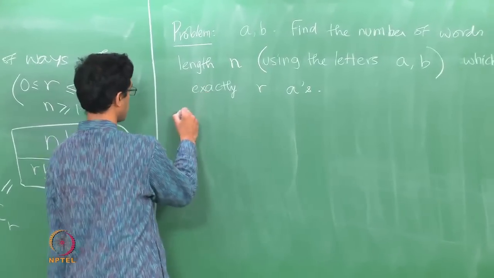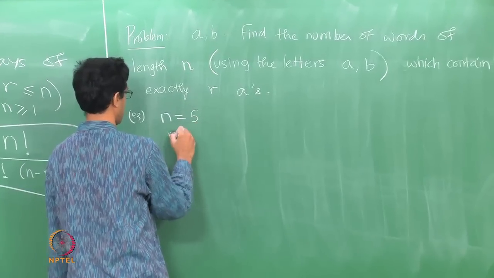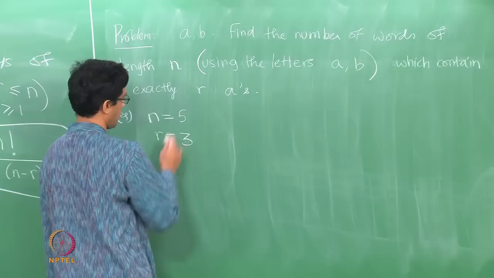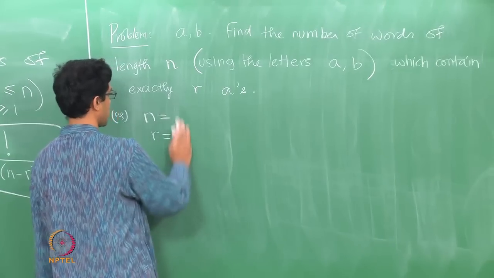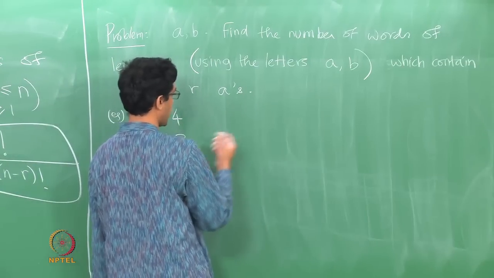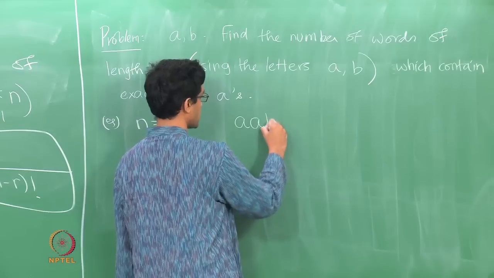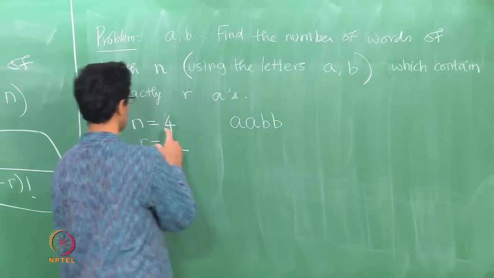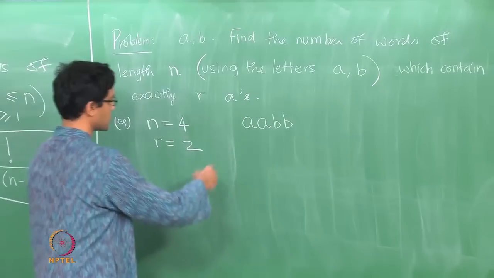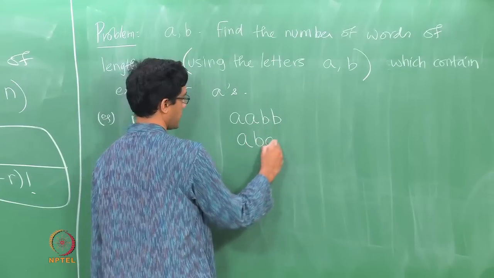So to get a sense of what this means, let's take an example. Suppose I take n equals 5, R equals 3. So let's take something slightly simpler: 4 and 2. I want words of length 4 which contain 2 A's. A word is just 4 letters strung together, that's what a word of length 4 means, and I want 2 A's amongst these, which means the remaining 2 are B's. So here's one choice, here's another word, here's another word.